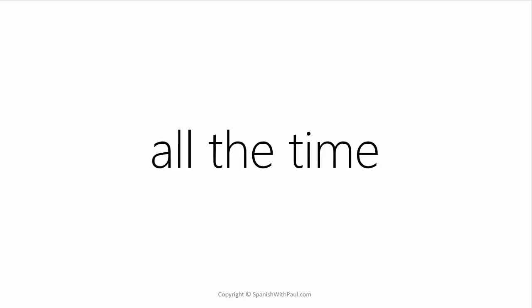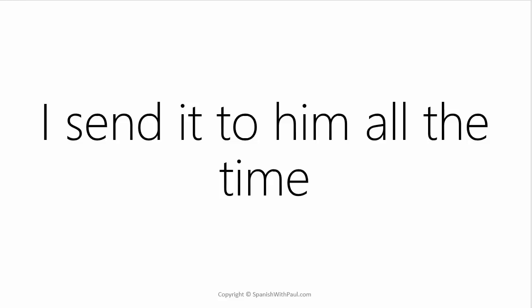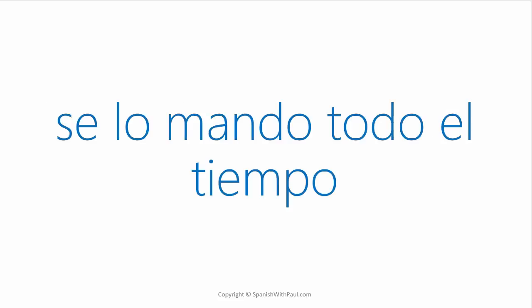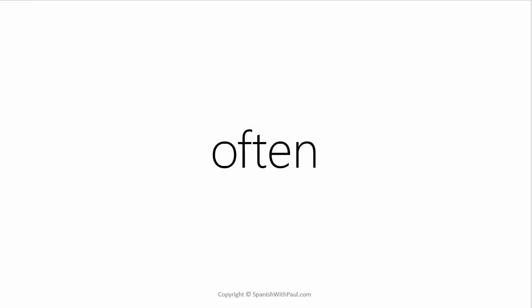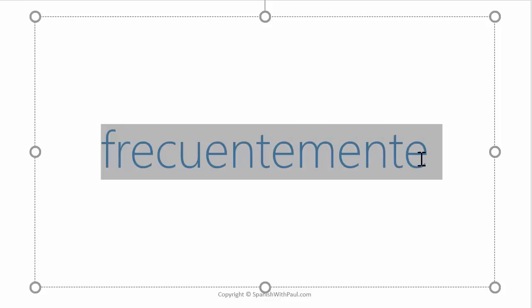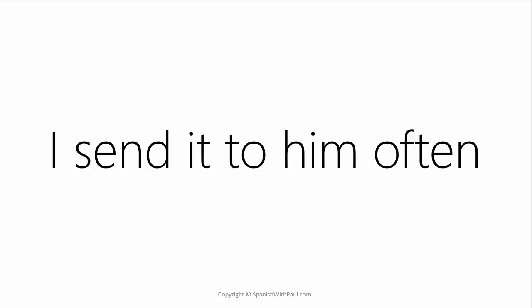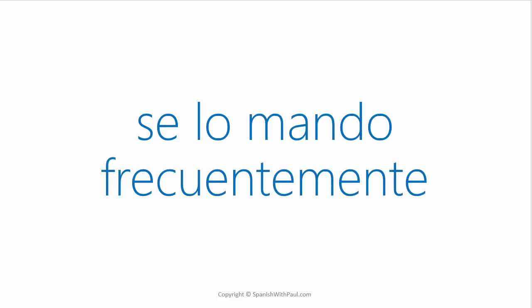To express all the time would be todo el tiempo. Todo el tiempo. Now, how would you say I send it to him all the time? Se lo mando todo el tiempo. To say the word often, in Spanish, what they say is frequently, which would be frecuentemente. It's quite a long word, so let's work out the syllables. We have cuente, mente. It almost rhymes. Frecuentemente. How would you say, I send it to him often? Se lo mando frecuentemente.